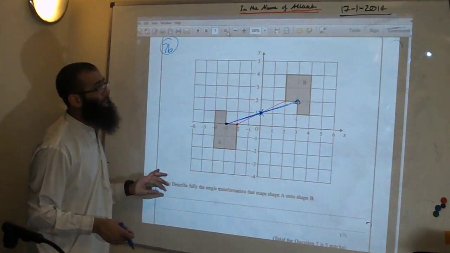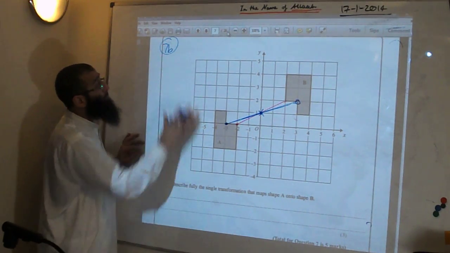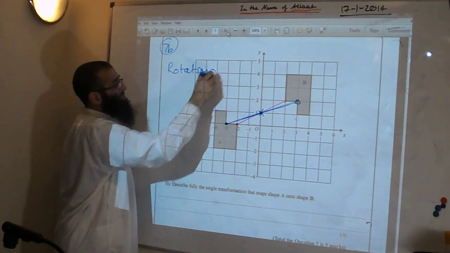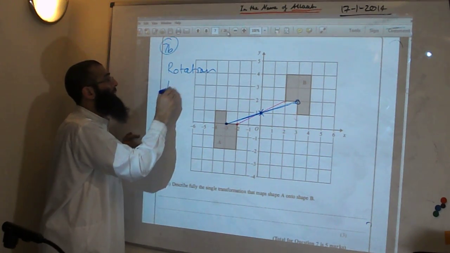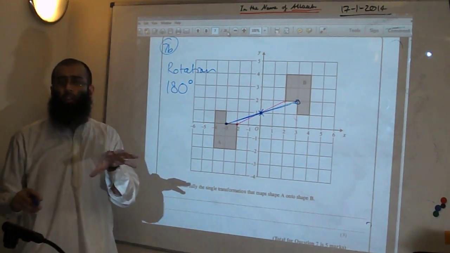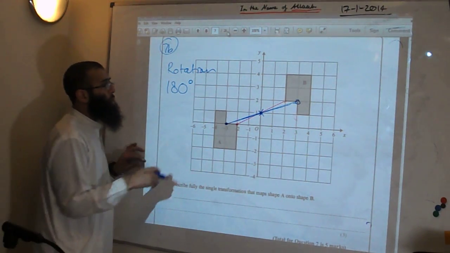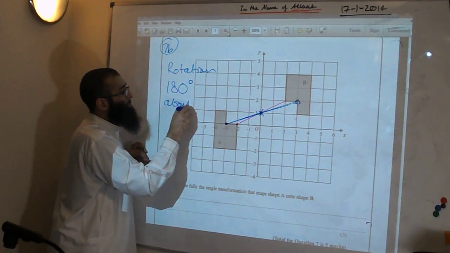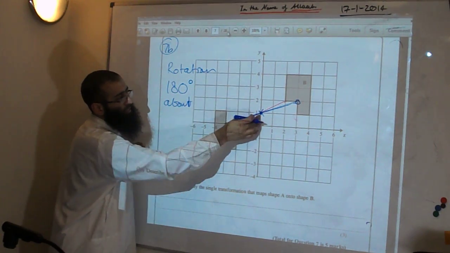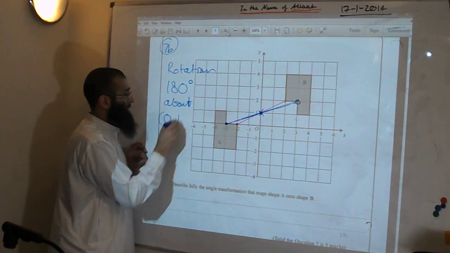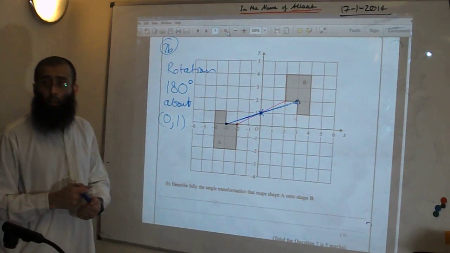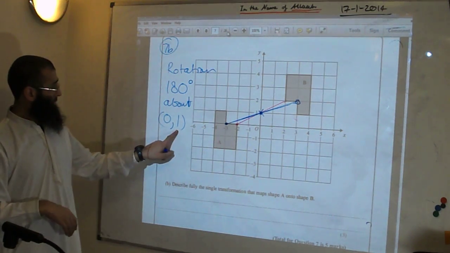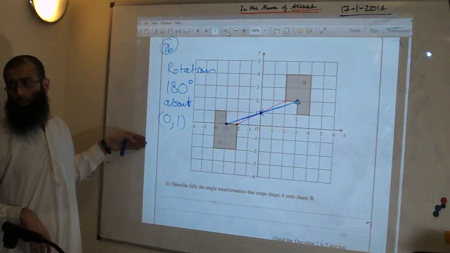Now what can we say about the angle of rotation? The first thing we're going to say, I'm going to write mine up here: this shape is a rotation. That's the transformation. So rotation, how many degrees? 180. Now when we say 180, do we need to say clockwise or anti-clockwise? No. Okay, and then where is it about? What's the center of rotation? So 0, 1. Okay, coordinates 0, 1. That will give you 3 marks.